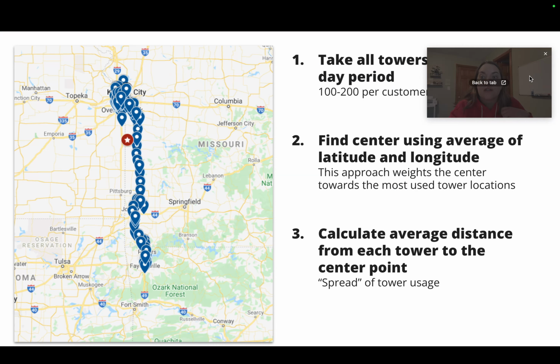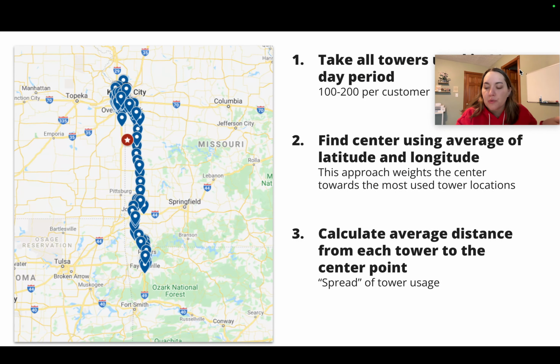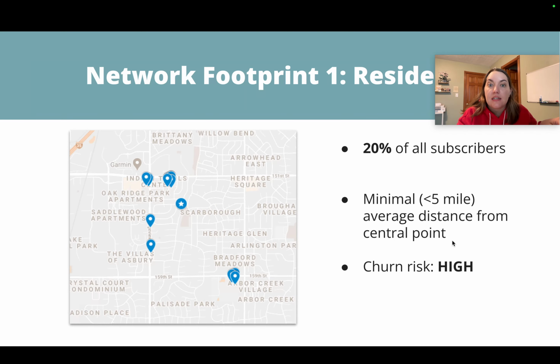Just some details if you want to look at it later, but you could either be a resident, that's 20% of all subscribers. That's my old house in Kansas City. But you did not move away from your house. So you probably worked from home, you were retired, you lived here, worked there, you just did not move very much. You were a high churn risk if you were in this group.